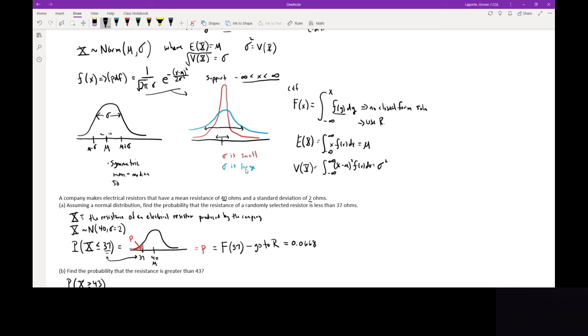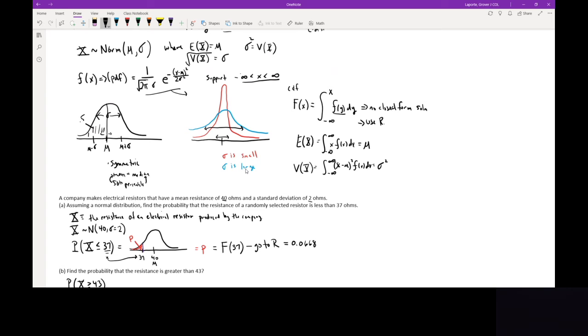The 50th percentile is the median, and is also the mean, right? So 50% of the probability lies up in here.